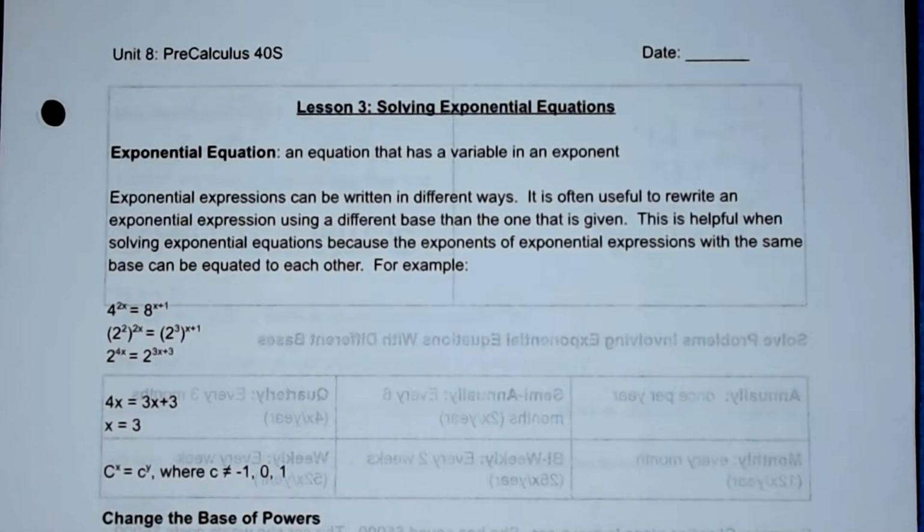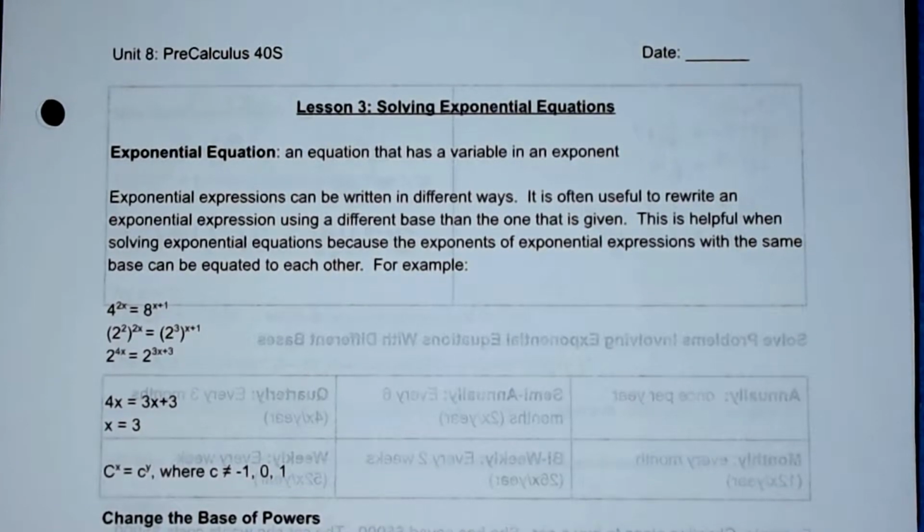Welcome to Unit 8, Lesson 3, Solving Exponential Equations. So an exponential equation, we've been talking about it already. It's an equation that has a variable in the exponent. So these equations can be written in different ways, and typically they're going to end up having a different base number than you need to solve it.